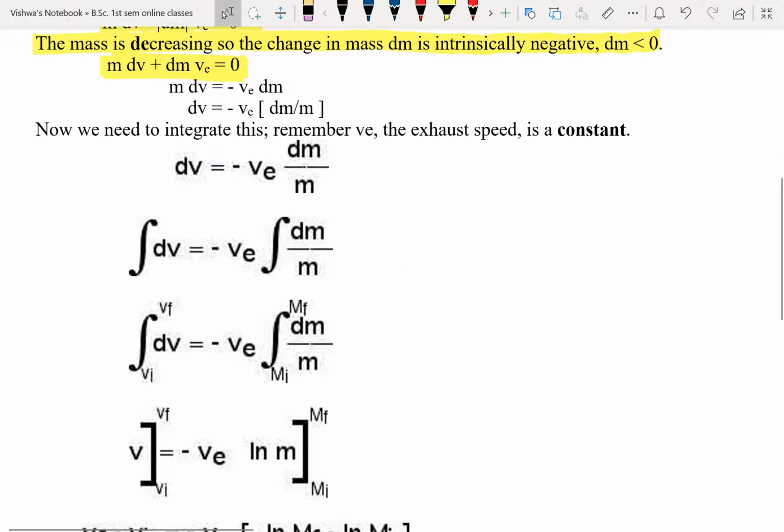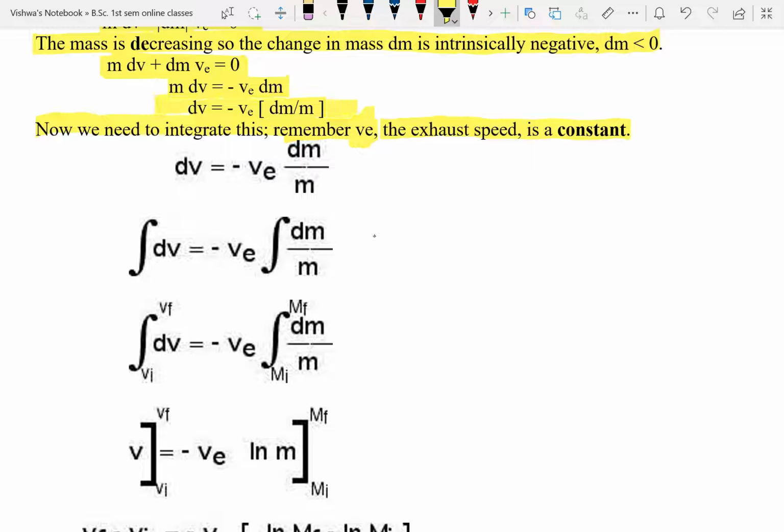Next, take this dm into v to the other side, then it becomes m dv equal to minus v into dm. Again, this takes a negative sign, and dv equal to minus v into dm by m. Now we need to integrate this equation. Here v is the exhaust velocity; the exhaust speed is constant. The mass decreases and the velocity of the rocket increases, but the condition is that the exhaust gas has a constant velocity, that is v is constant.